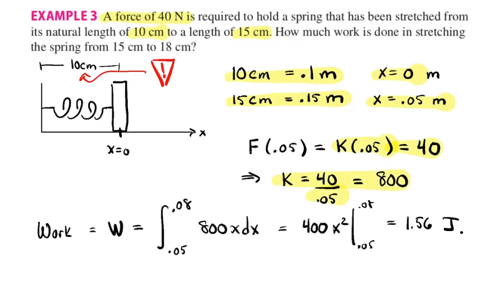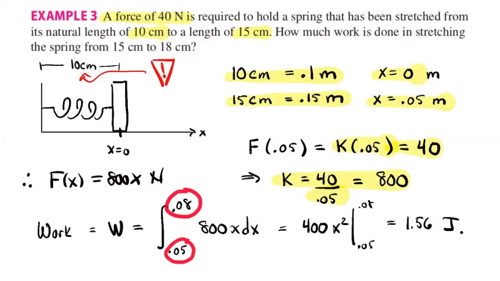So once you know the spring constant, then we know our force function. Our force function is 800 times x newtons, where x is measured in meters. So if we want to know the work done in stretching it from 15 centimeters to 18 centimeters, be careful. You have to convert those things to meters. That's the work done stretching it from 0.05 meters to 0.08 meters. You're just integrating 800x. The antiderivative of that is 400x squared. And again, I'll let you check the arithmetic. That comes out to 1.56 joules.